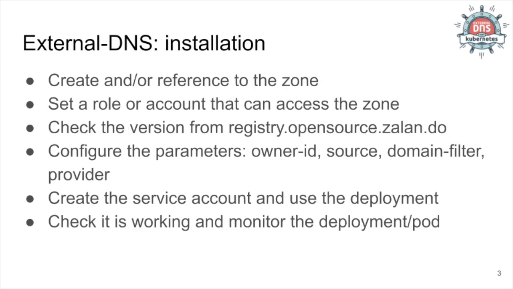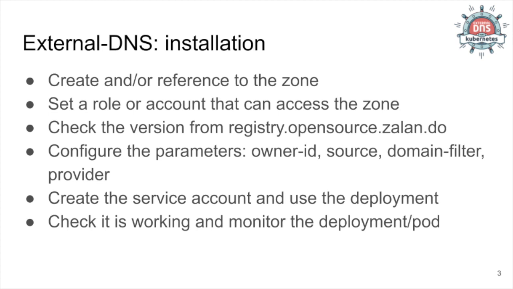Installation and configuration is quite simple. First, you would need a DNS zone or a set of zones. You can have several. You can create it, but you can also use an existing one. Then you would have to have access to that zone. So usually it takes the form of a key or a role. In the case of AWS and Route 53, you will create a role. And last, you will need to have the external DNS service. If you want, you can access it from the Zalando registry, or if you prefer and you're more concerned with security, you can rebuild it by yourself.